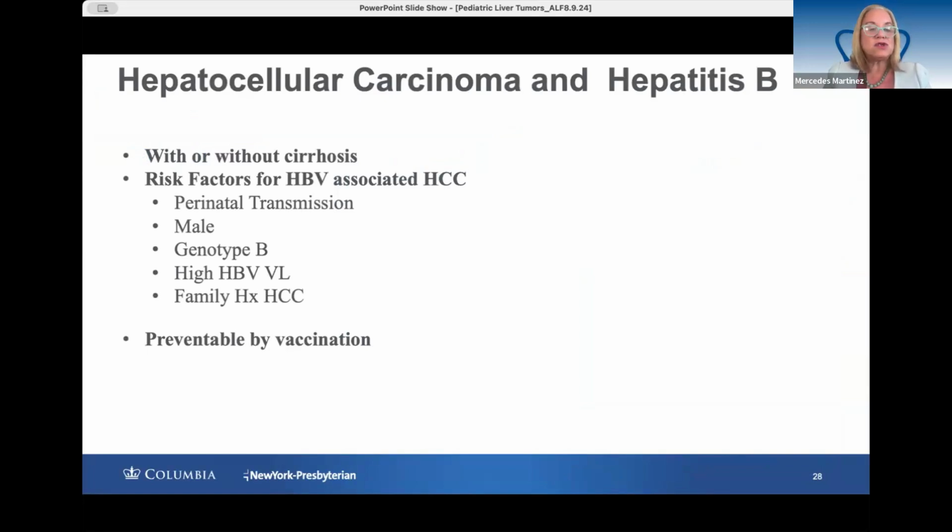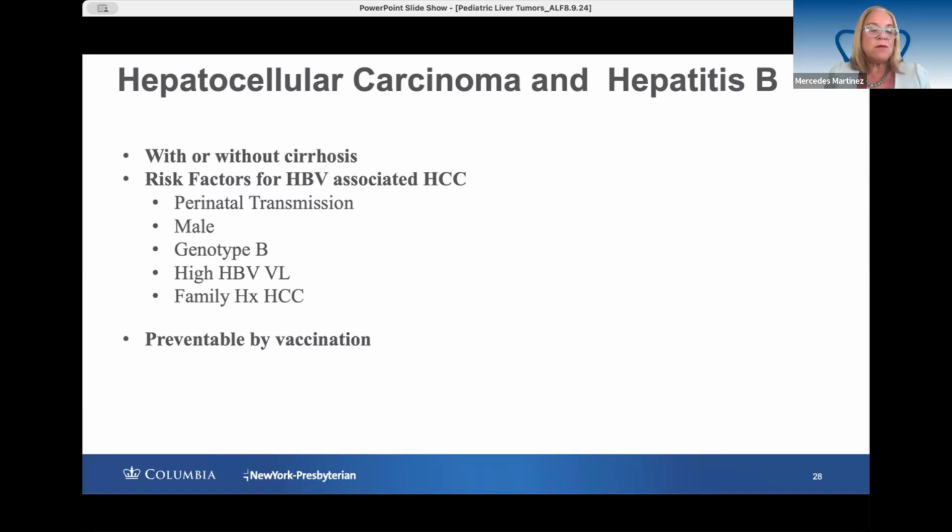And the risk factors associated with this HCC are perinatal transmission, because the hepatitis B virus is in the body and in that liver since birth, if they are male, if they have this type of genotype called genotype B, if they have very high virus in your body, we call viral load, or if they have a family history of HCC. This family history of HCC might be telling you that they have the same genotype, there is transmission within the family, or that the immune system of these families is predisposed then to have HCC.